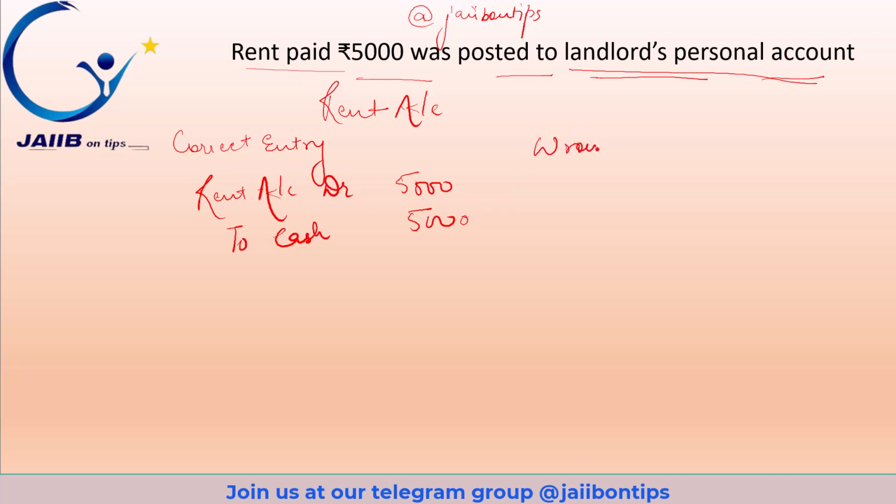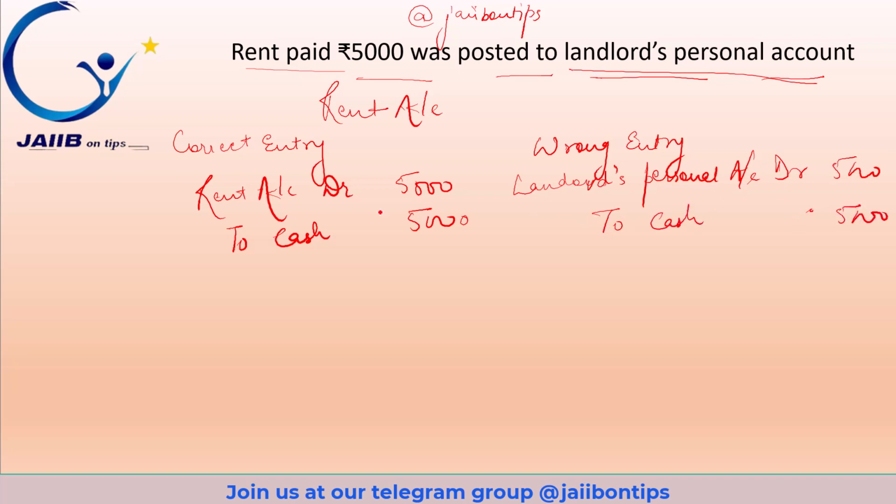And in the wrong entry, what we have done here is, we have debited landlord's personal account by rupees 5000 by cash. So as you can see, this cash entry is right, but we have debited landlord's personal account instead of rent account. So what we will do, we will give the cash to landlord's personal account, but we will debit the rent account. Correct? So this entry will come this side and we will do the rectification.